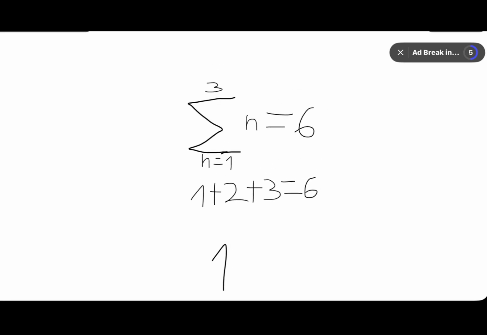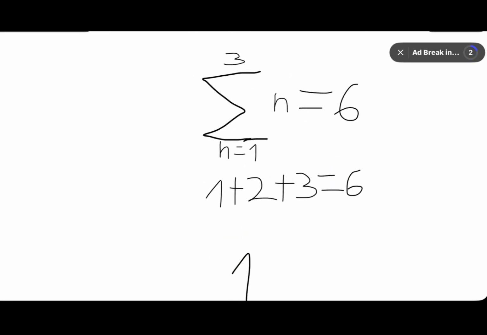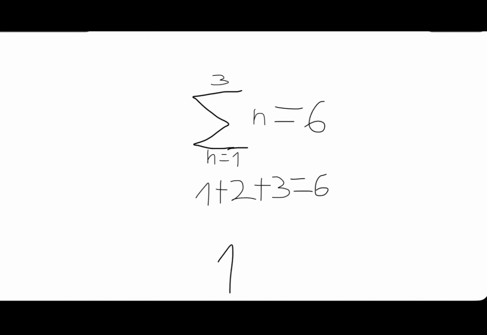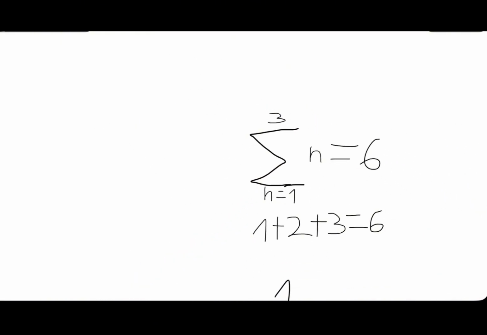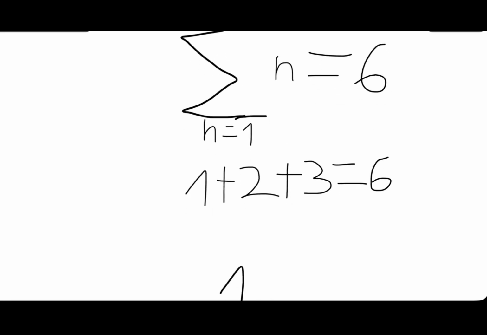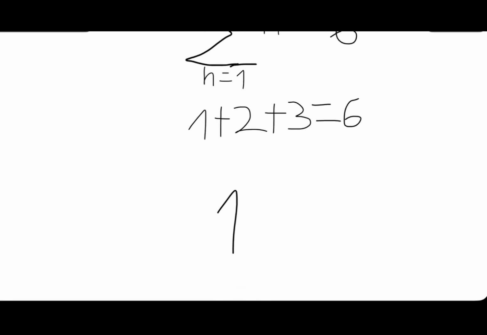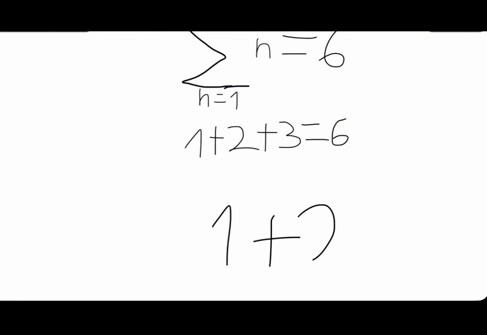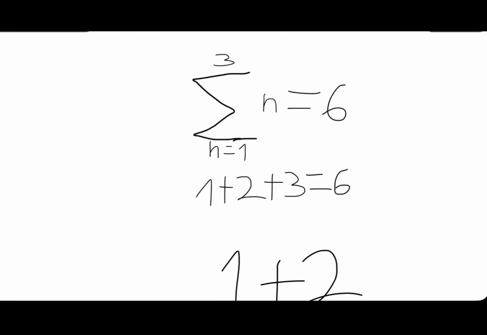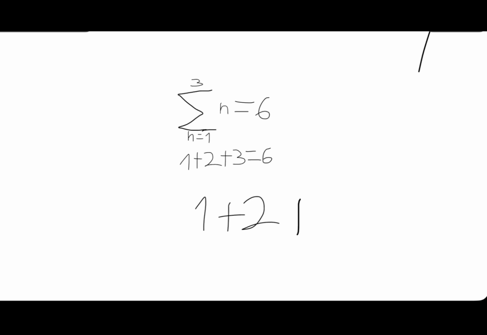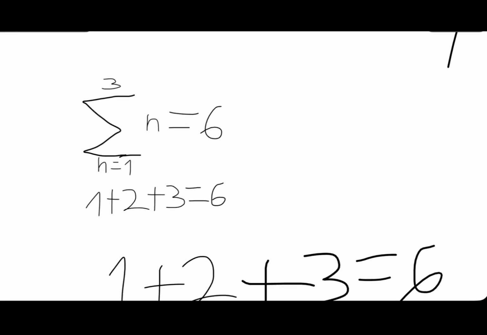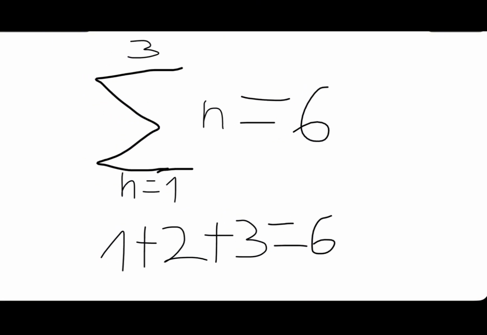Starts at 1, then, what's 1 plus 1? It's 2, which means n is equal to 2. So we add 2. And then plus 1, add that 1 to that, it's 3. And that is equal to 6. So it's just like a loop that adds all of the values that it got from each loop together.